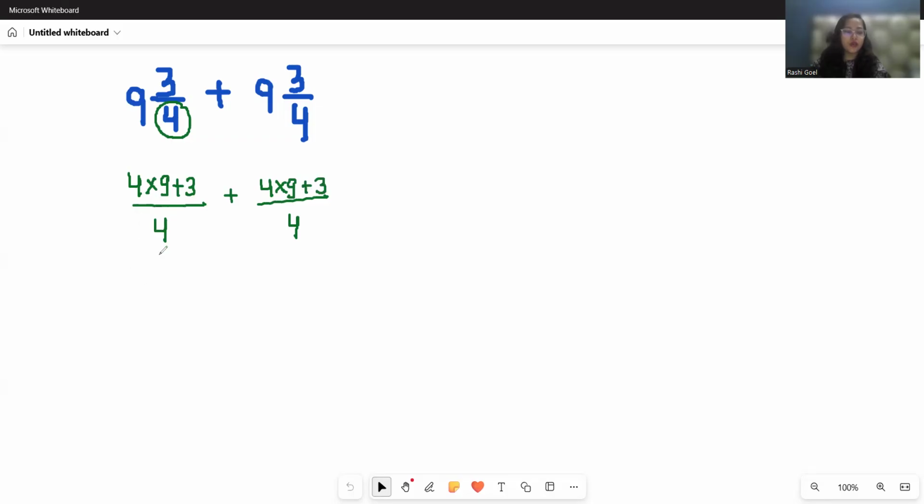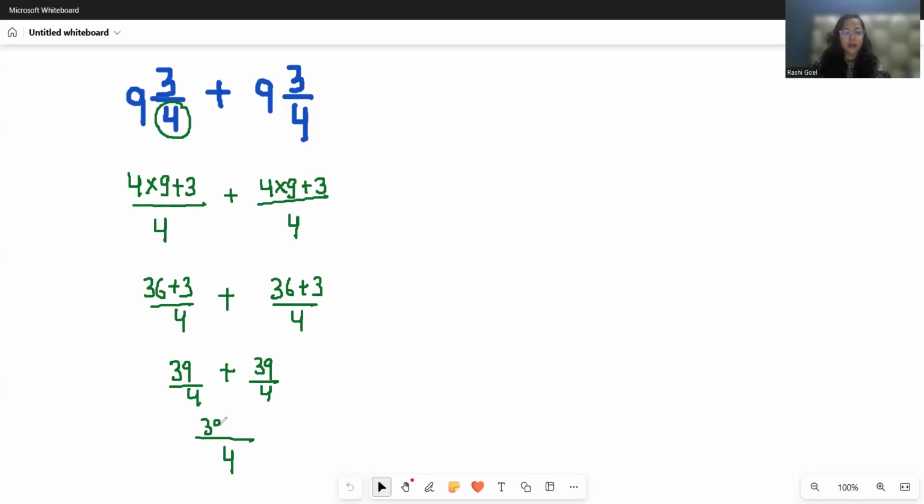Multiplication in the numerator. So 4 times 9 is 36 plus 3 by 4, plus similarly here 36 plus 3 by 4. Now 36 plus 3 is 39 by 4 plus 39 by 4. So in this case, our denominators are equal. So just write the denominator once and simply add the numerators. So 39 plus 39 is 78 by 4.